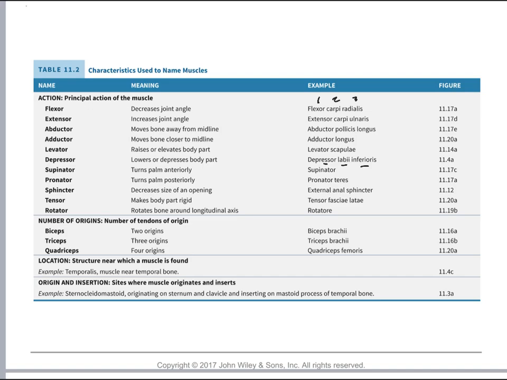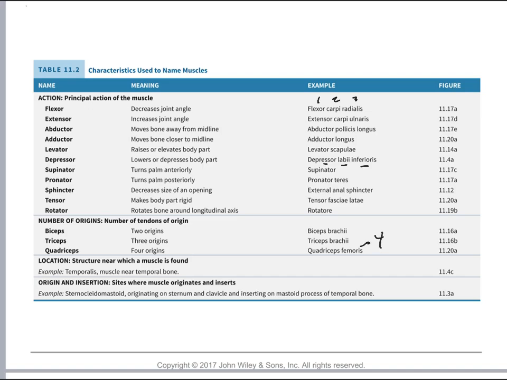Supinator for supinates. Pronator teres for pronator. External anal sphincter for sphincter. The TFL, tensor fascia latae, for the part that makes our body rigid. And the rotatores. Next, we look at number of origins. So 2 origins would be biceps, 3 origins, triceps, 4 origins, quadriceps. And you probably already guessed the muscles. Biceps brachii, triceps brachii, and quadriceps femoris, which makes up, if you guessed the 4 different muscles.